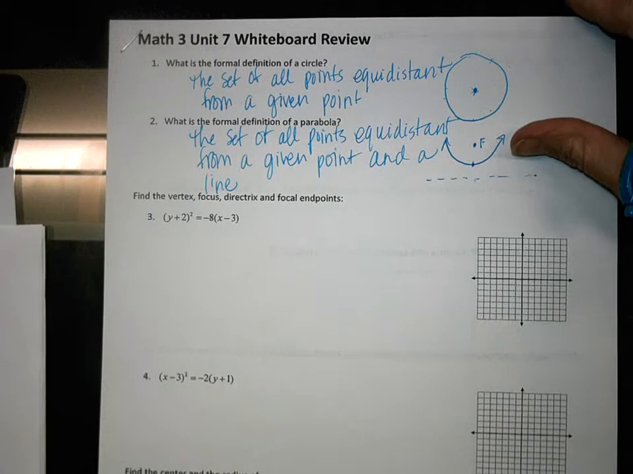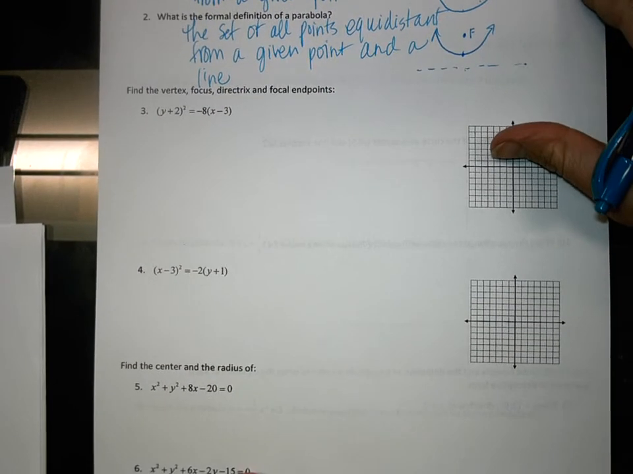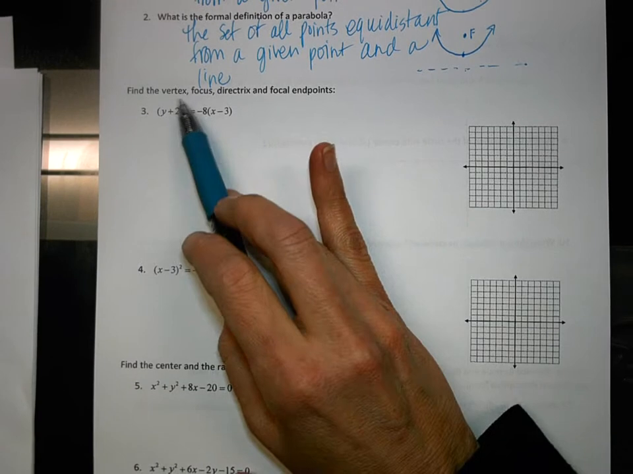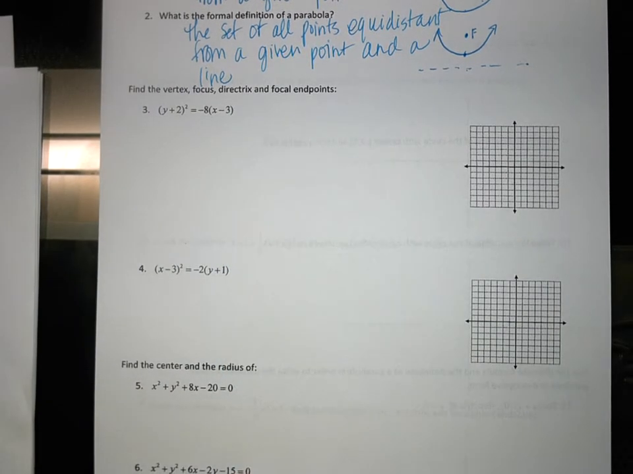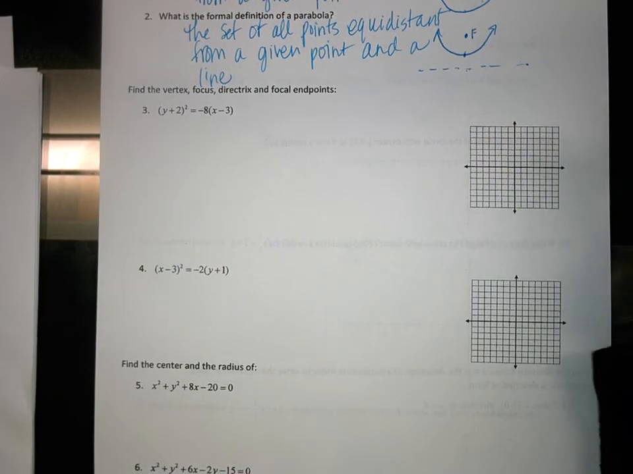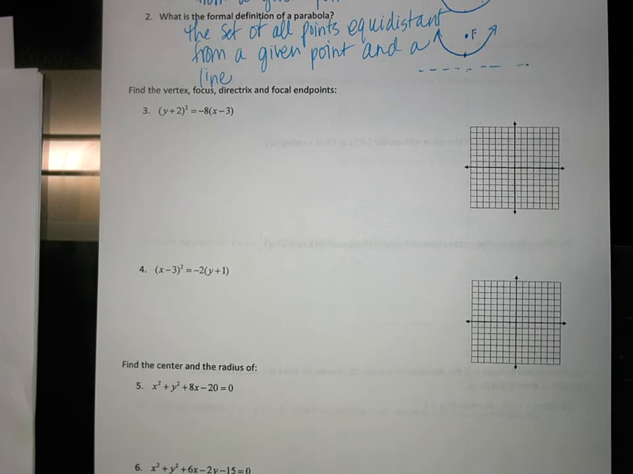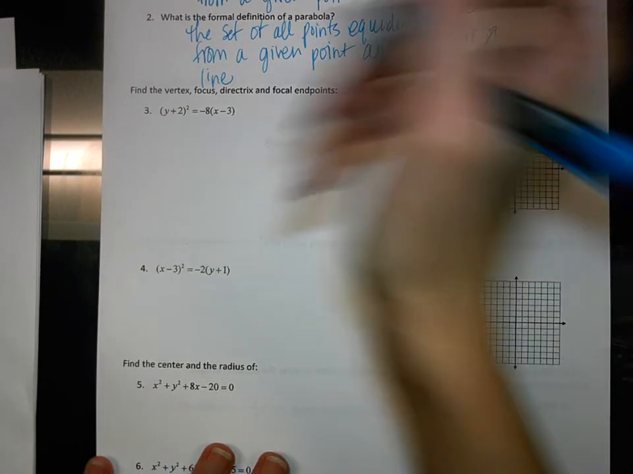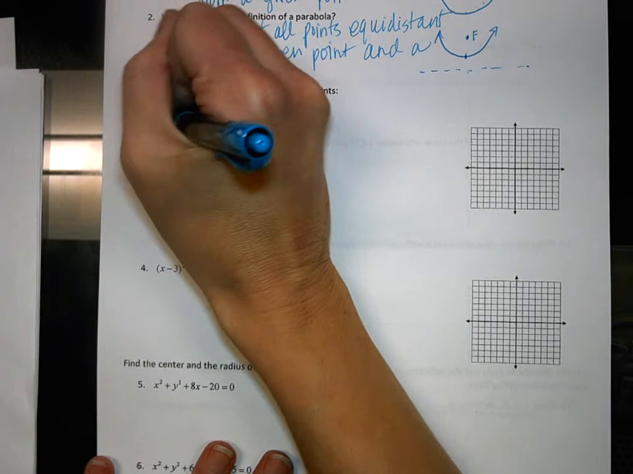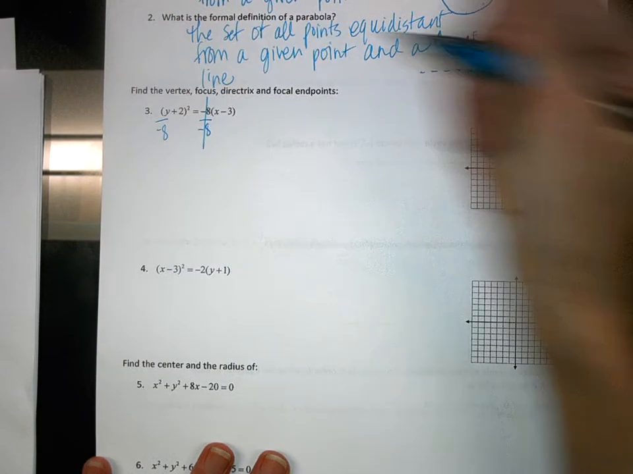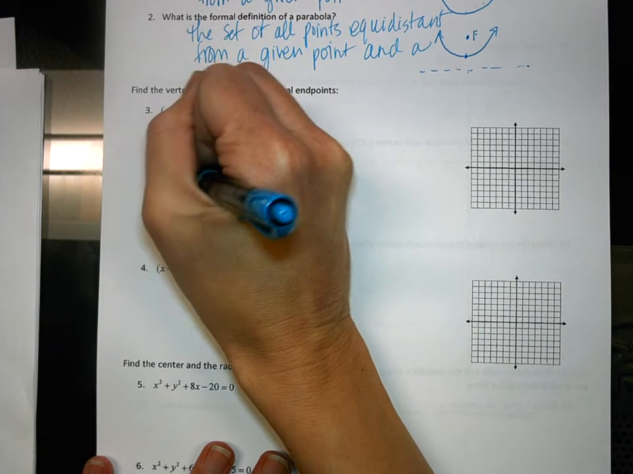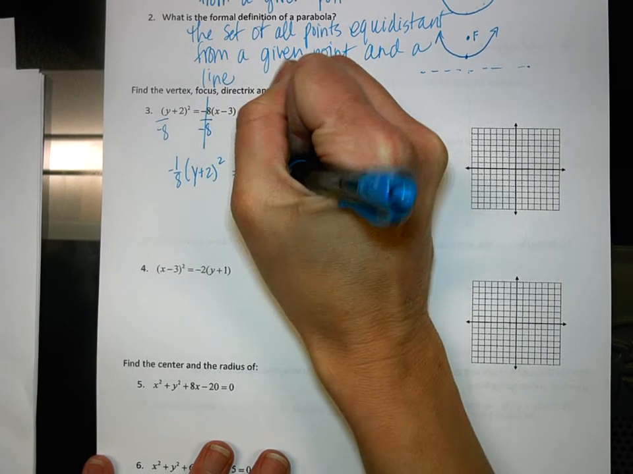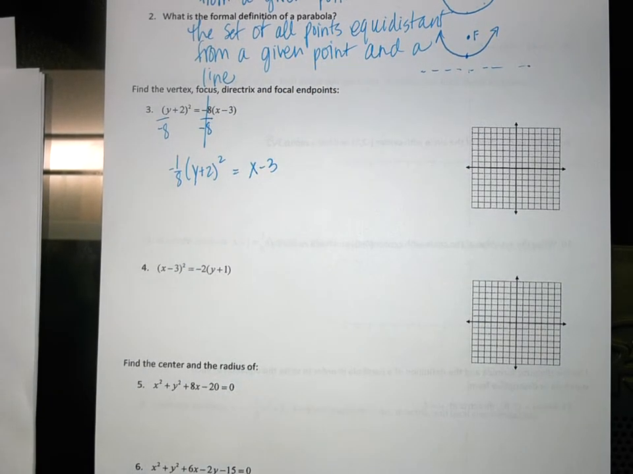All right, for 3 and 4, both of these are the same type of questions. We're going to go ahead and find the vertex, focus, directrix, and focal chord endpoints. First thing is we want to get this into our vertex form. So I'm going to divide by -8 on both sides. When I do that, now I have -1/8 (y + 2)² = x - 3.